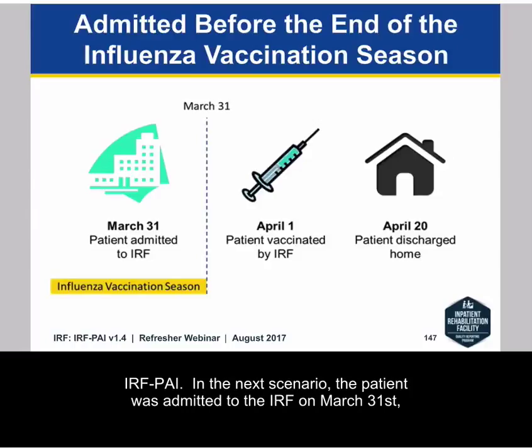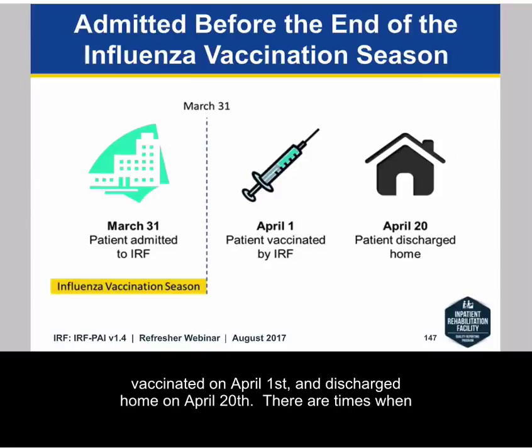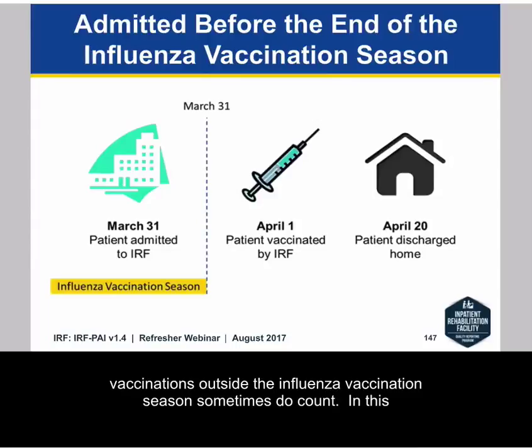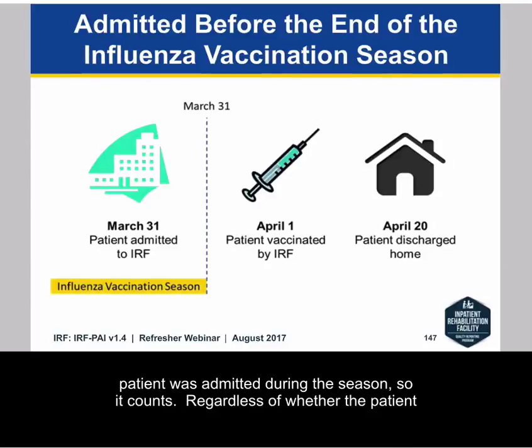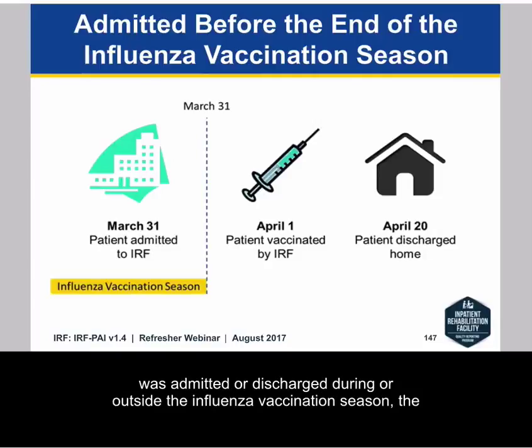In the next scenario, the patient was admitted to the IRF on March 31st, vaccinated on April 1st, and discharged home on April 20th. There are times when vaccinations outside the influenza vaccination season sometimes do count. In this example, the vaccination was given outside the influenza vaccination season, but the patient was admitted during the season, so it counts. Regardless of whether the patient was admitted or discharged during or outside the influenza vaccination season, the information should be reported on the IRF-PAI.